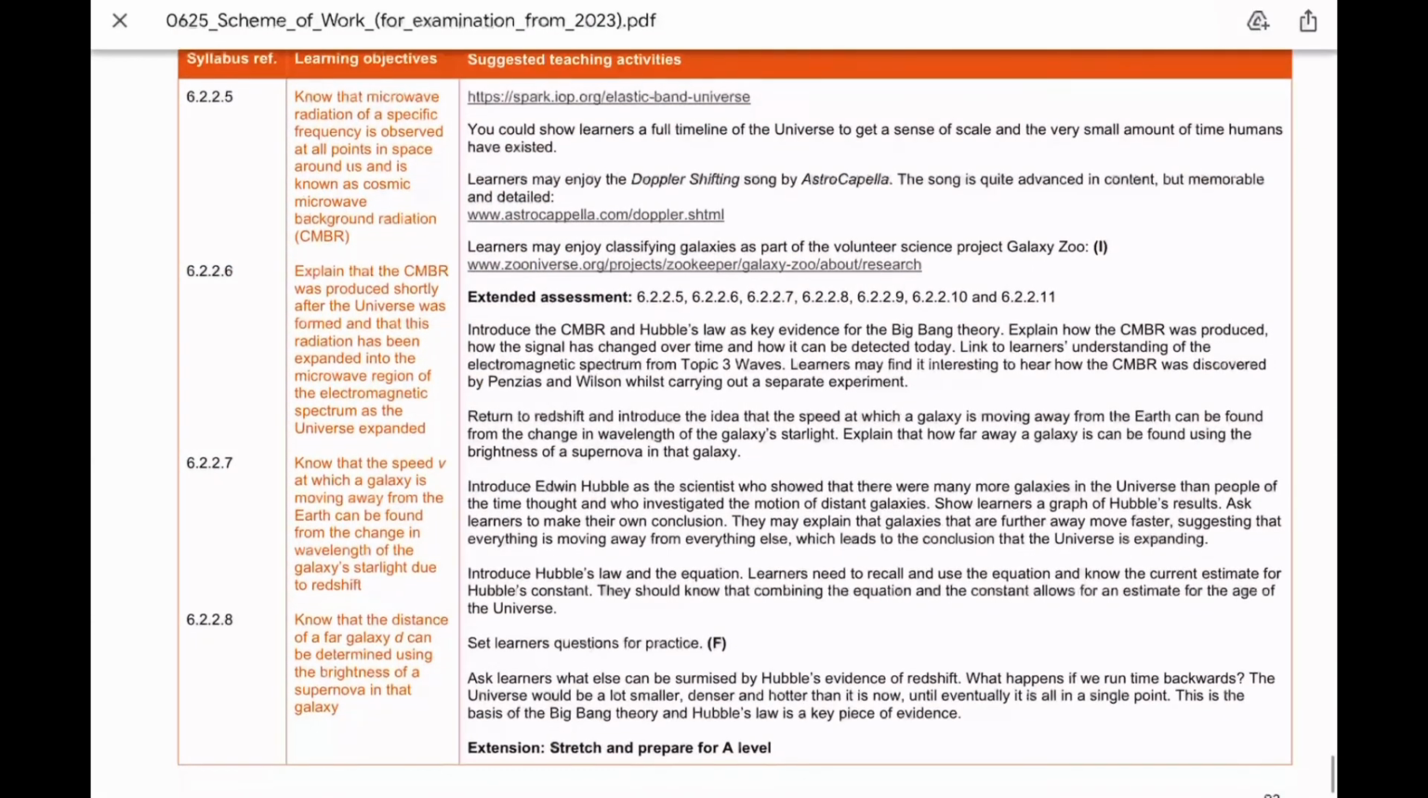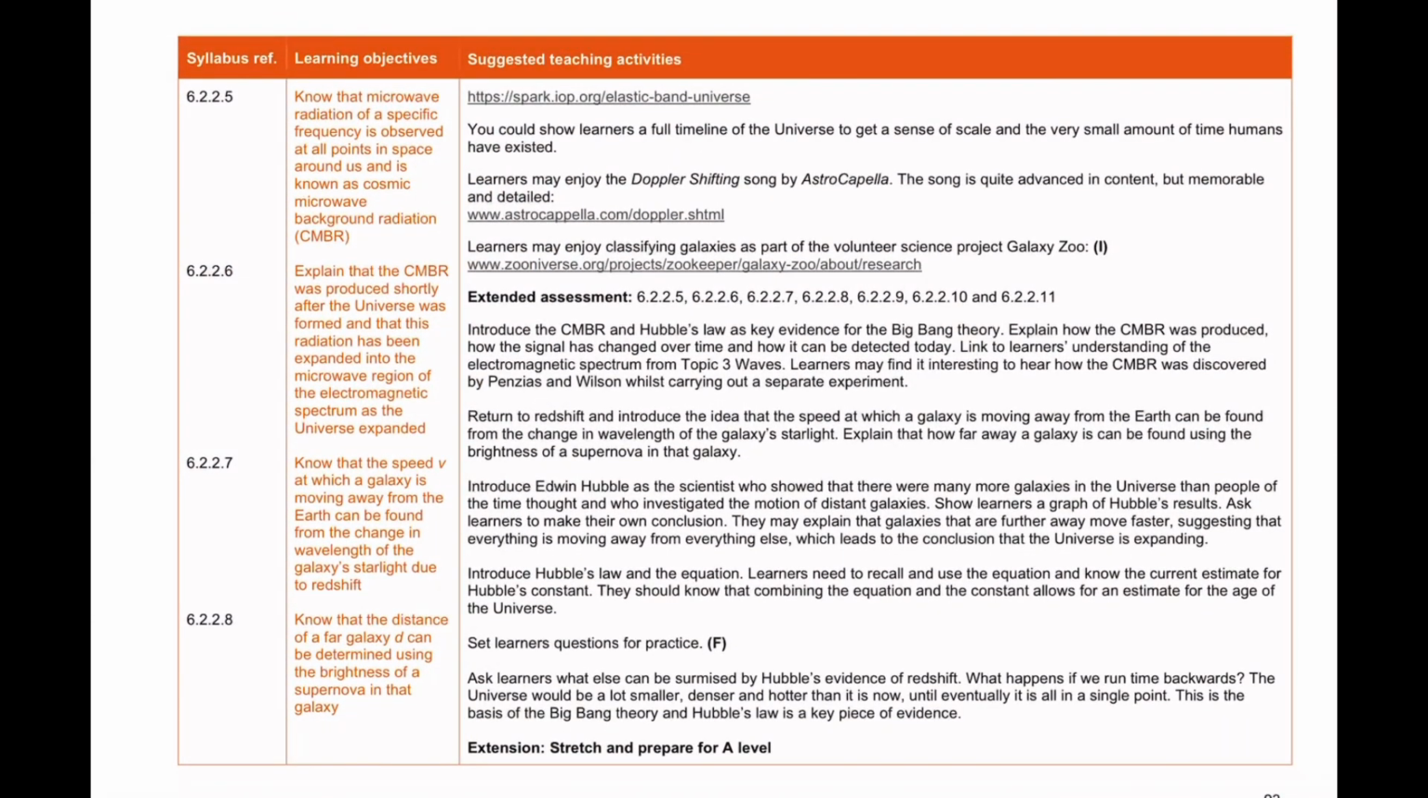Note that microwave radiation of a specific frequency is observed at all points in space around us and is known as cosmic microwave background radiation, CMBR. Explain that the CMBR was produced shortly after the universe was formed and that this radiation has been expanded into the microwave region of the electromagnetic spectrum as the universe expanded.